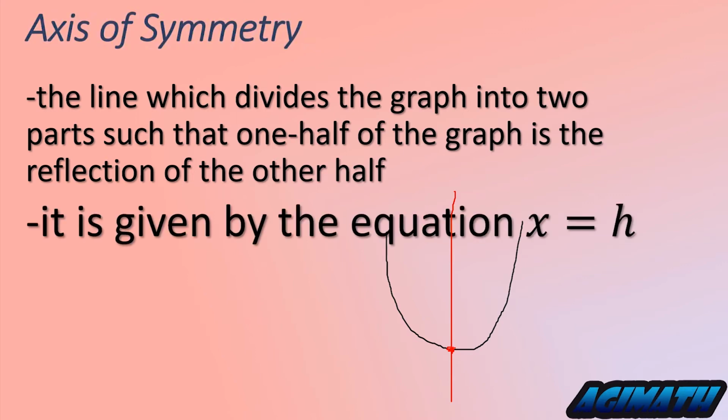Next, it is given by the equation x equals h. Where can we get the value of h? Just recall, if we have the standard form, we also have the vertex form, and in the vertex form, we have the variables h and k. But for the axis of symmetry, it should be x equals h. And if you can recall, during your grade 8, x equals any constant is a vertical line passing through that value of h. So it's a vertical line.